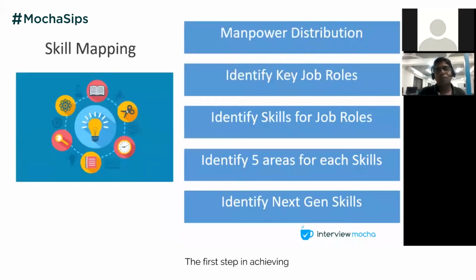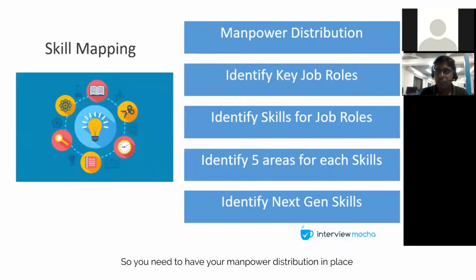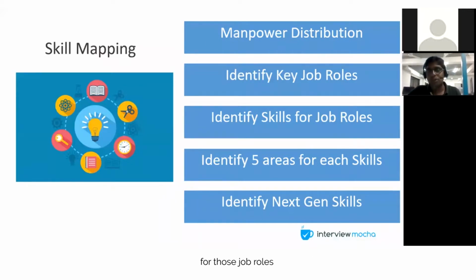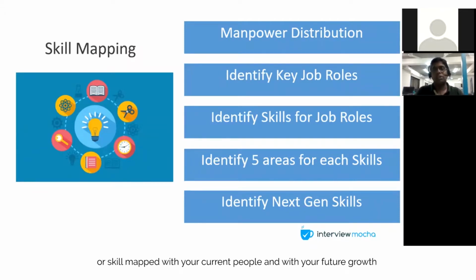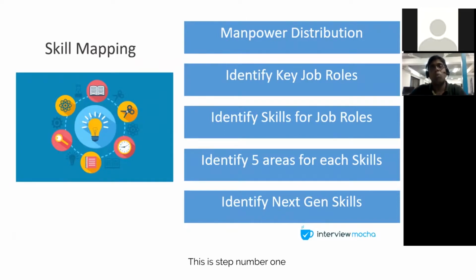The first step in achieving the skill meter is creating a skill mapping. So you need to have your manpower distribution in place, identify key job roles for your manpower distribution, identify skills for those job roles, identify key areas for each skill where you need to upskill the employees, and identify the next generation skills as per your organization vision. You should have your entire skill matrix in place, skill mapped with your current people and with your future growth. This is step number 1.